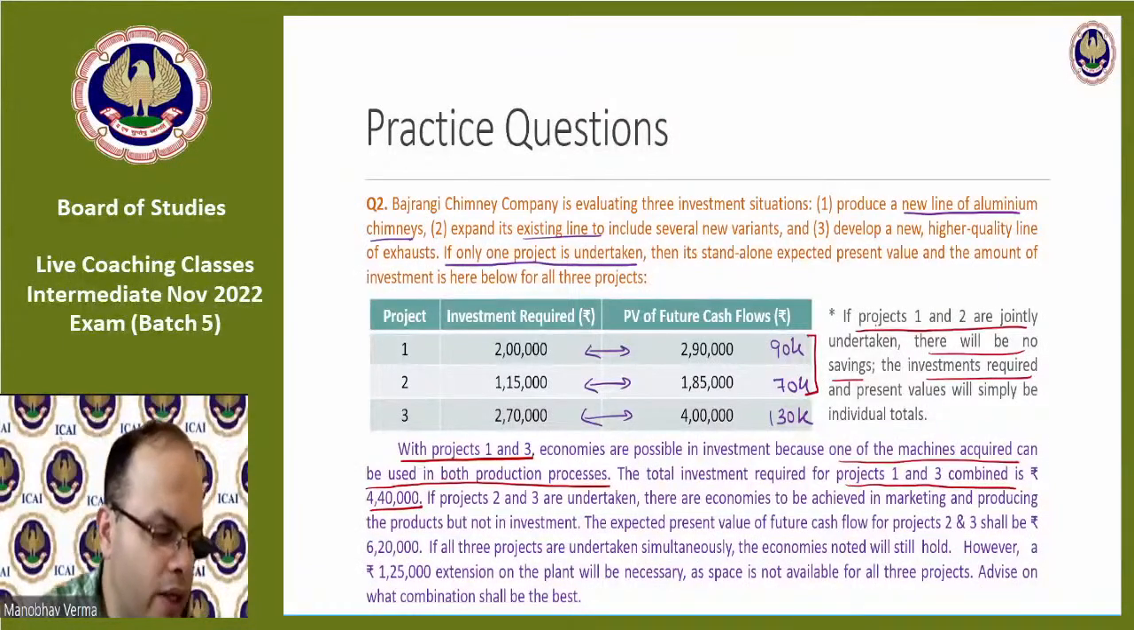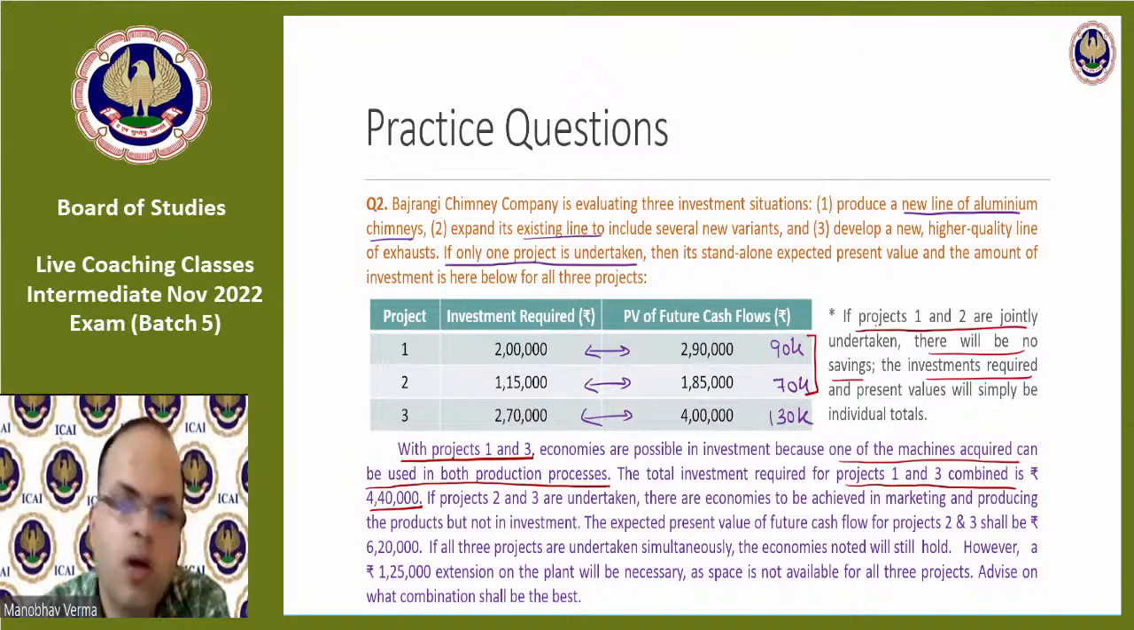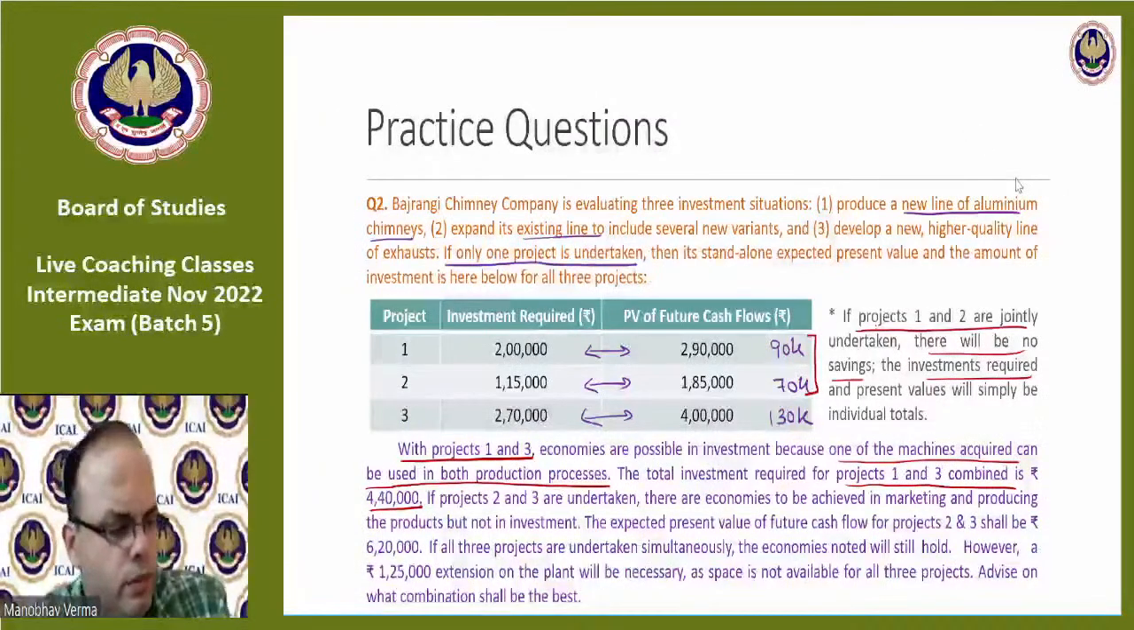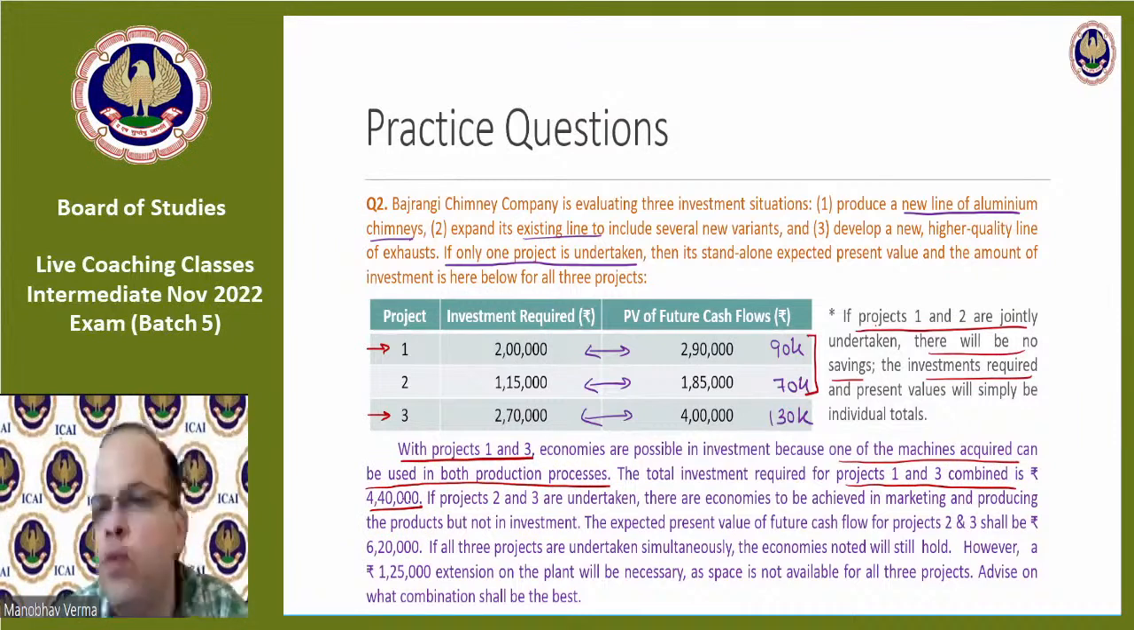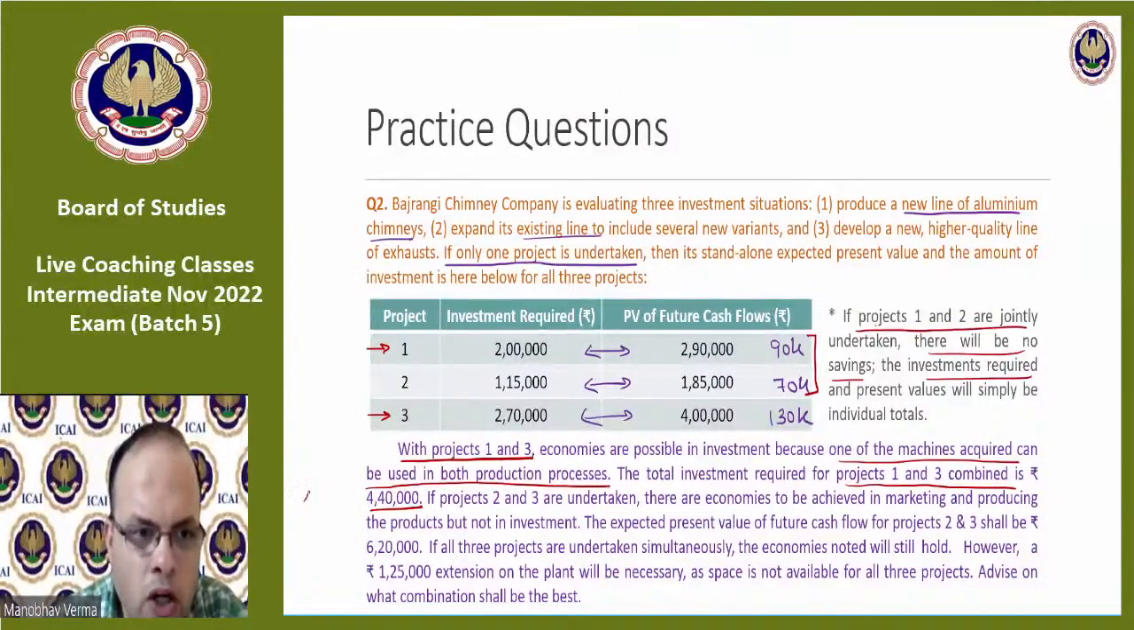What would have been the scenario if you were doing projects 1 and 3 independently? My investment required was 2 lakhs and 2,70,000. Do you agree that I saved something here? Instead of 4,70,000, I am incurring only 4,40,000. So I'm saving something, right? I'm saving 30,000. If I had taken these projects independently, the total investment was 4,70,000. But now I'm saying that I got 4,40,000. That's amazing. So we are not incurring 4,70,000 here.